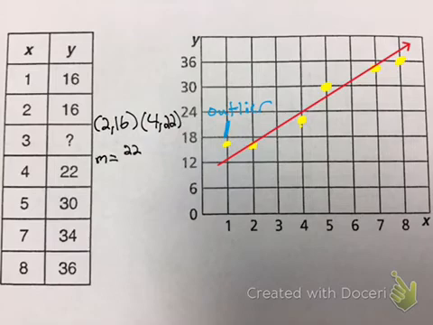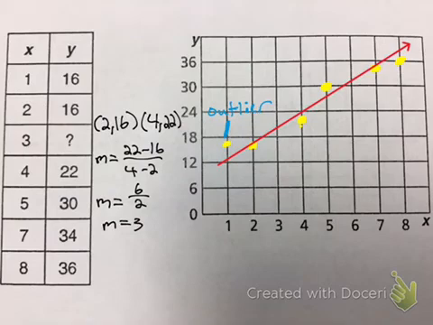So for the slope, I'll do 22 minus 16 over 4 minus 2, which gives me a slope of 6 over 2, which gives me a slope of 3. Again, on all three of these examples, my slope has been an integer, right? And that makes it cleaner, but a lot of times you will get fractions, and that's okay. That's not a big deal. We do fractions all the time.